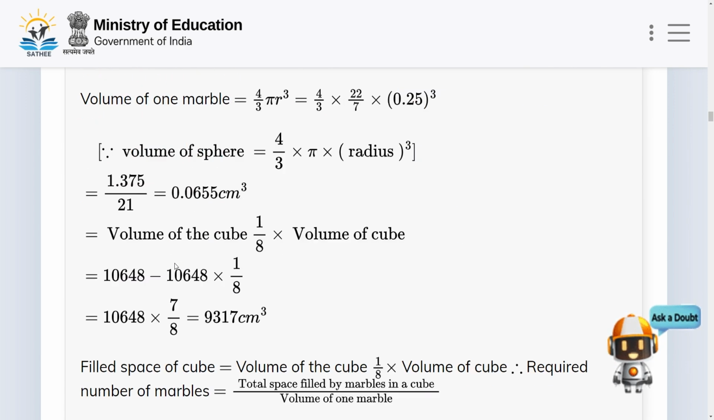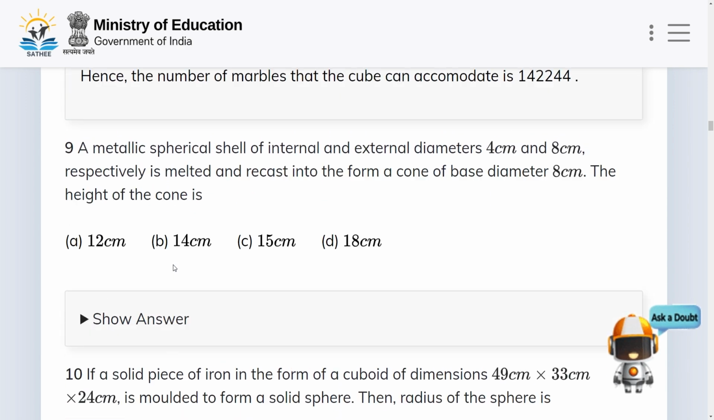And now let us move to the next problem. In the next problem, we have: a metallic spherical shell of internal and external diameters 4 centimeter and 8 centimeter respectively is melted and recast into the form of a cone of base diameter 8 centimeter.